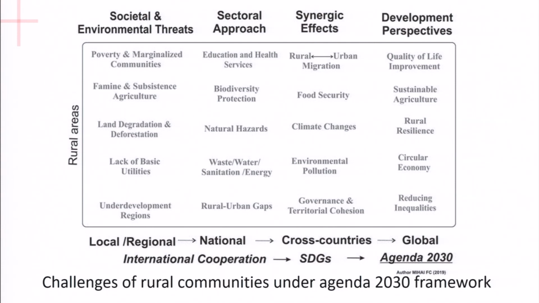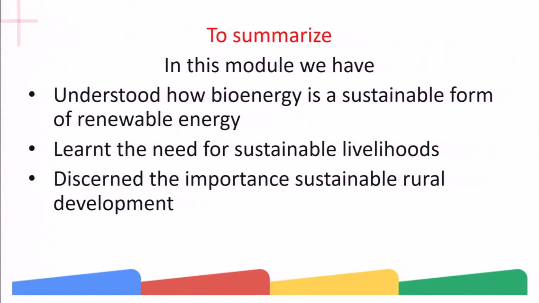These challenges, from a development perspective, could include improvement of quality of life in rural areas, sustainable agriculture, rural resilience, circular economy, and reducing inequalities. So to summarize, in this module we have understood how bioenergy is a sustainable form of renewable energy. We have learned the need for sustainable livelihoods, and we have discerned the importance of sustainable rural development. Thank you.